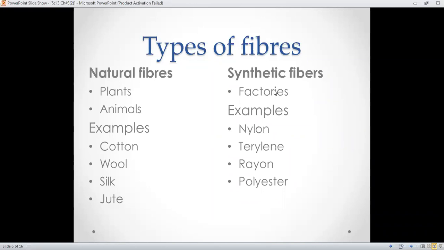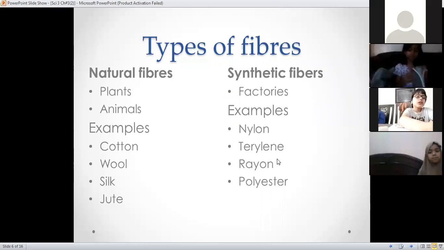Synthetic fiber is the fiber which we produce in factories. In the factories, they do many chemical processes and add many chemicals to make the clothes. Examples of these clothes are nylon, terylene, rayon, and polyester. These are the clothes which are made in factories. And there is a major difference between these clothes as well. Natural fiber clothes, the clothes made from natural fiber, can dry easily, while synthetic ones cannot dry very easily.